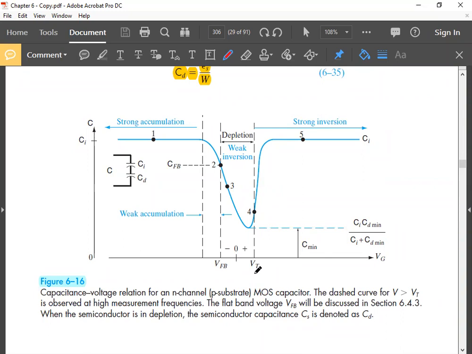And when the AC signal goes to its negative peak, what will happen? Electrons from the inversion layer have to go away from the inversion layer. The gate voltage will decrease, right?